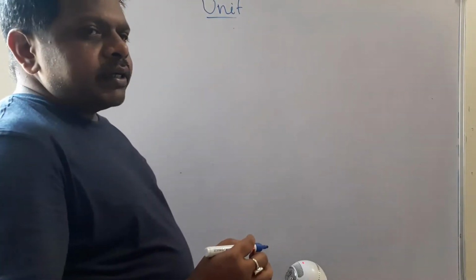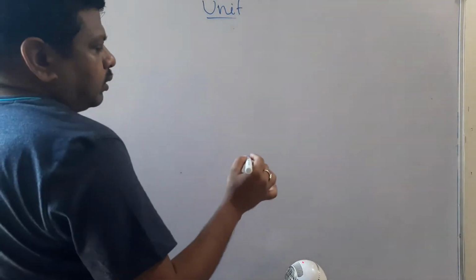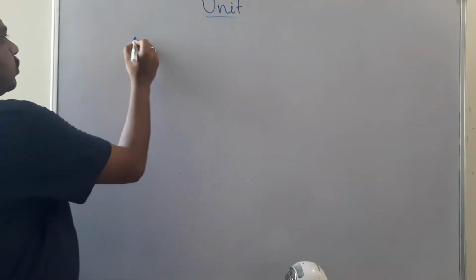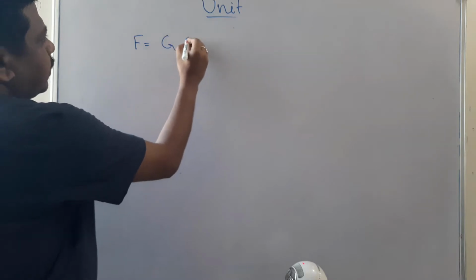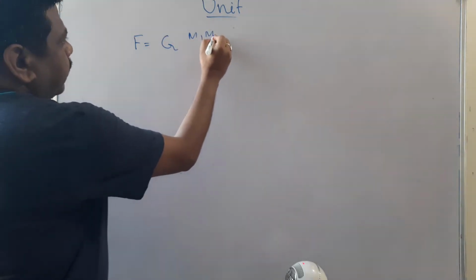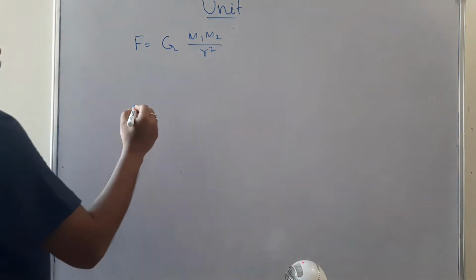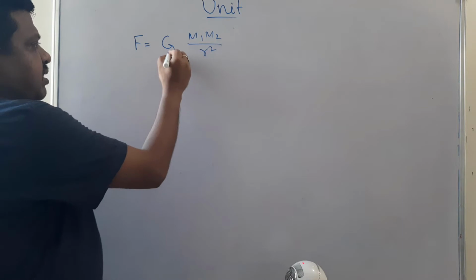Today I shall discuss how to calculate units of any quantity. Let's take an example. F is equal to G m1 m2 by r square. We have to find out the unit of G.